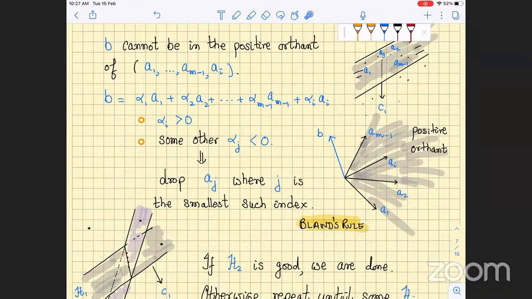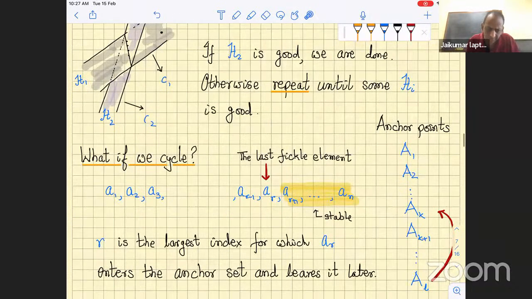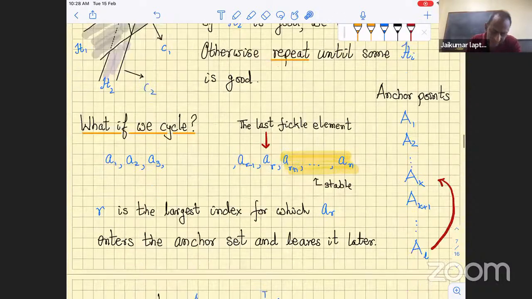So we keep doing this. Now the question is, why will we stop? Is it possible that we cycle? Basically, what we are going to do now is show that we will not cycle. And why will we not cycle? This is basically the proof that Bland's rule works, but we are doing it, Bland's rule, for this system of inequalities.